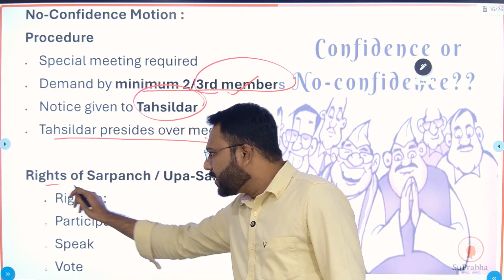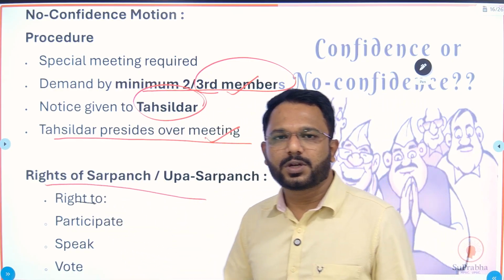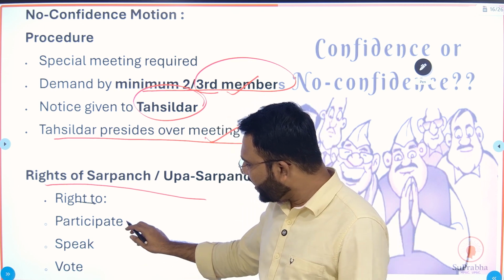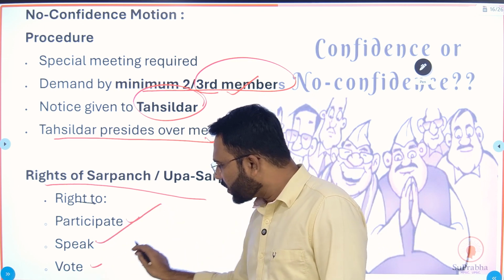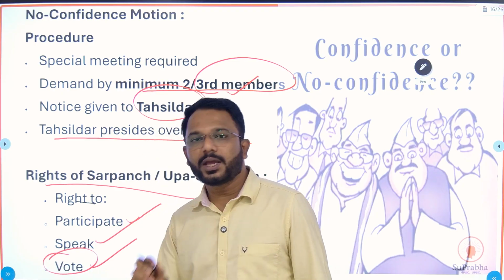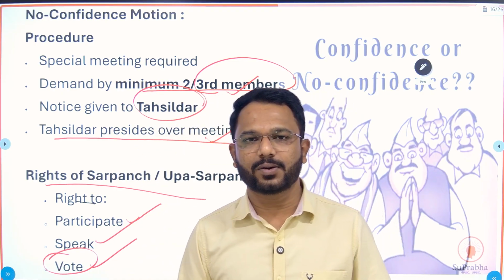In that meeting, the rights of Sarpanch and Upsarpanch are that they can participate in that meeting, they can speak, and they can vote. This is important: they can vote in that meeting.